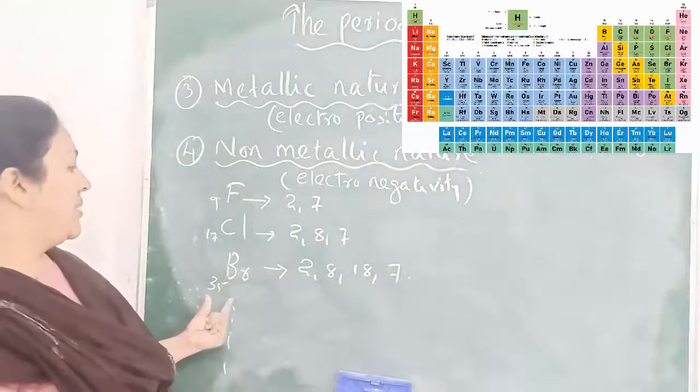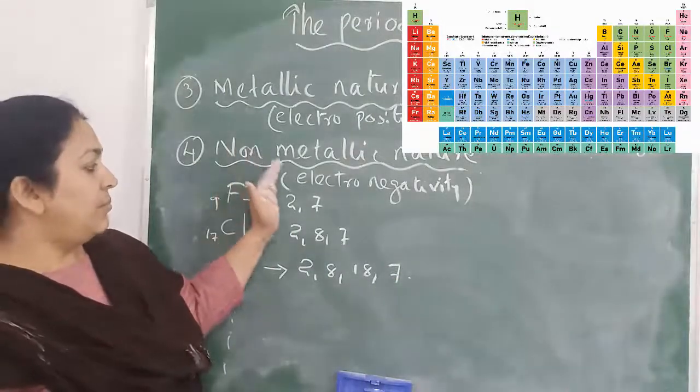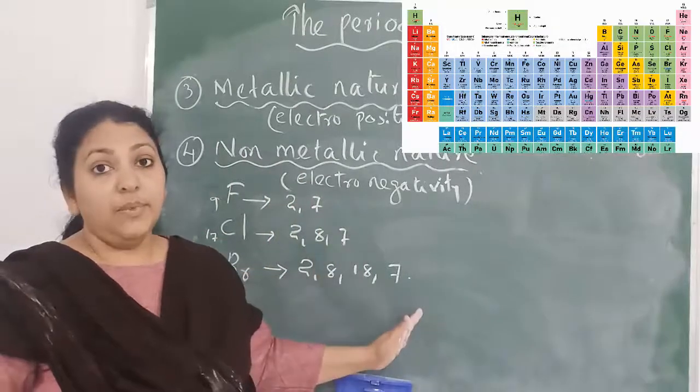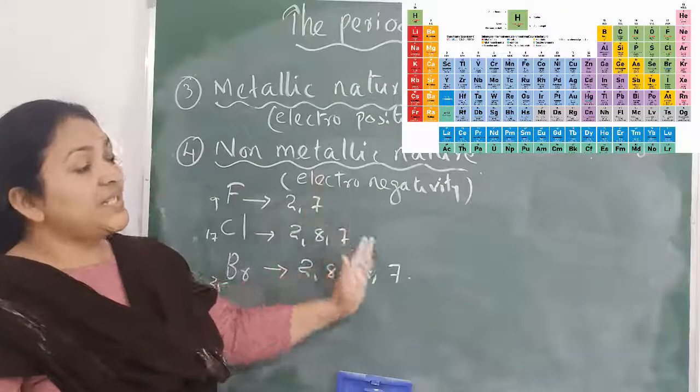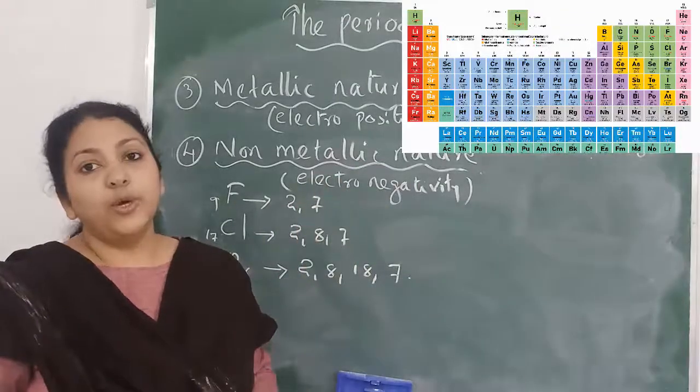Okay, so the atomic number is 35. What is happening here? We know that the number of electrons in the outermost shell remains the same, while the number of shells increases one by one while moving from one element to the next in a group.